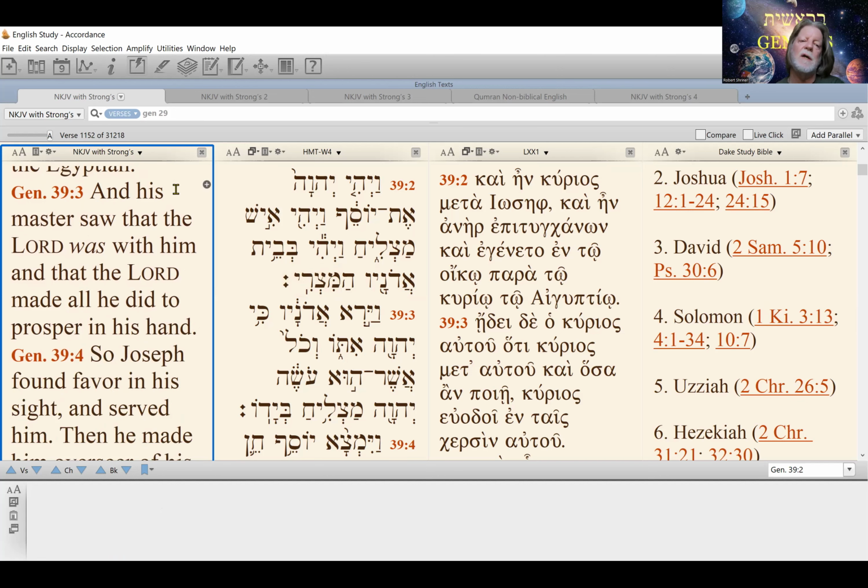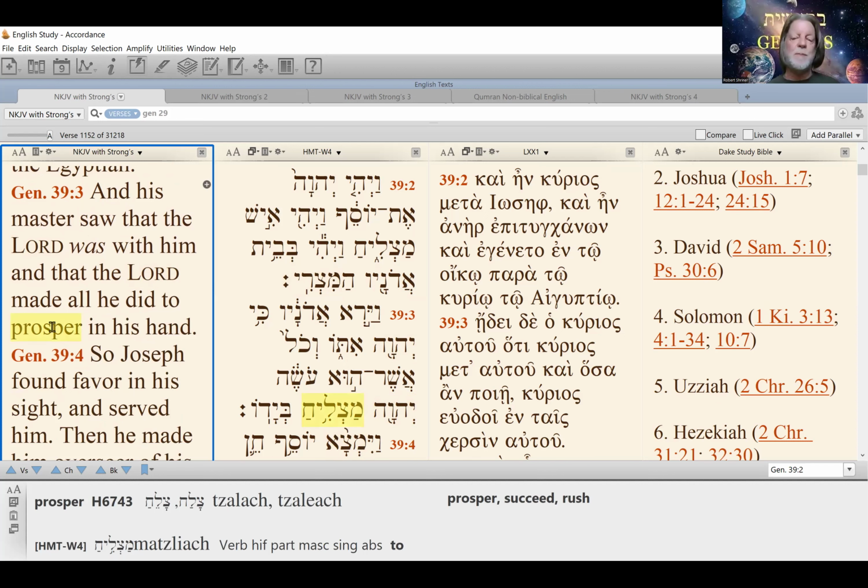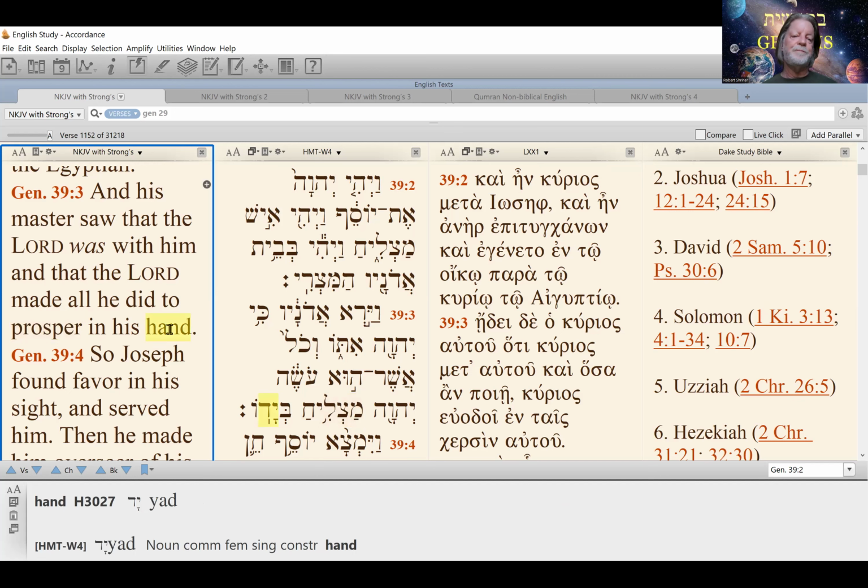And his master, Potiphar, saw that Adonai was with him, that Adonai made all he did prosper. Here's our word again, matzliach, prosper in his hand. So Potiphar not only recognizes by outward physical circumstances in Joseph's life that the Lord is with him, but that the Lord has prospered him in his own hand, in God's own hand. So he sees this by just observing Yosef.